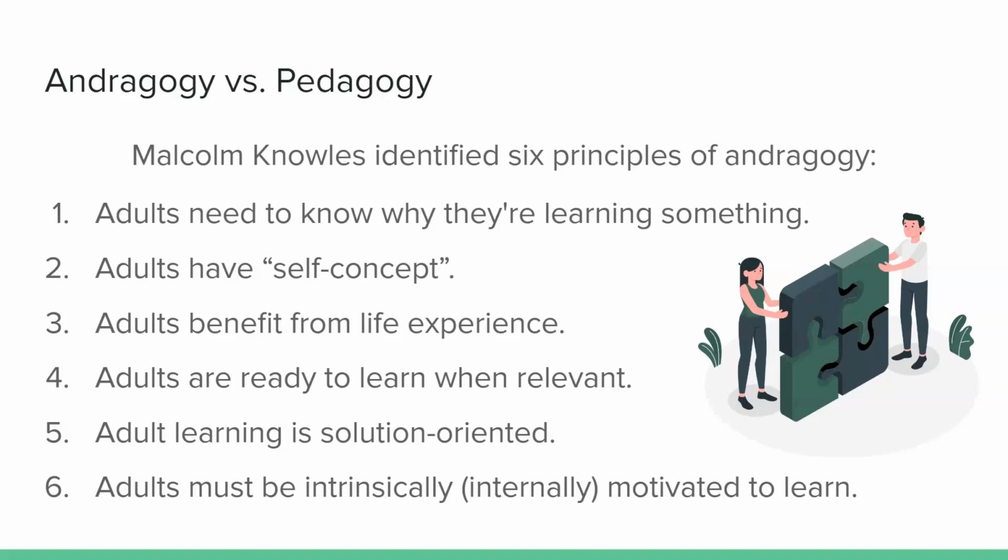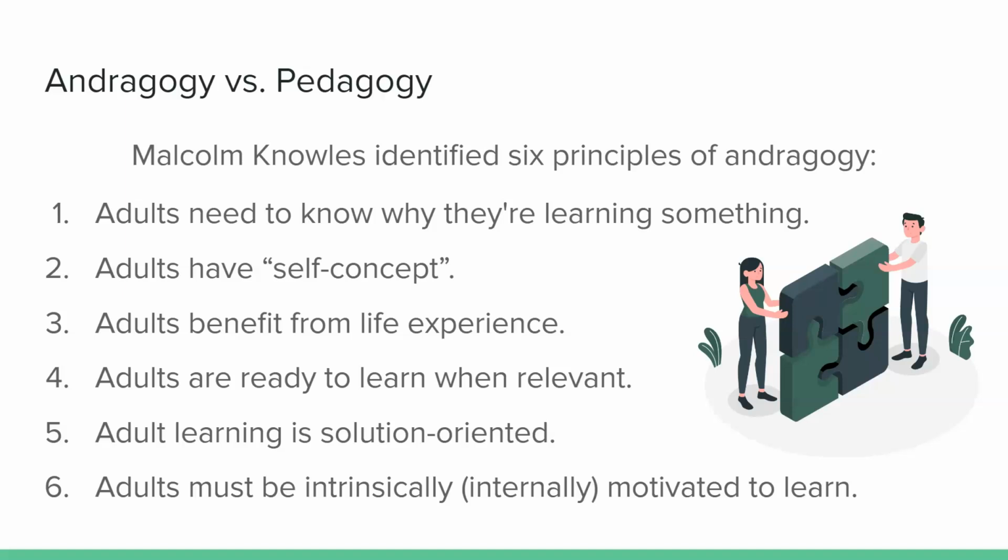Children tend to need external motivation as opposed to internal motivation to learn. And again, children don't really need to see how they're going to apply the things that they're learning in the way that adults absolutely do. Children also have to follow the pacing of the instructor. They don't necessarily have the responsibility yet to be able to set their own pace in the way that adults can.